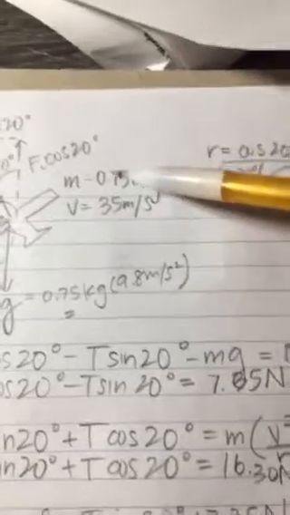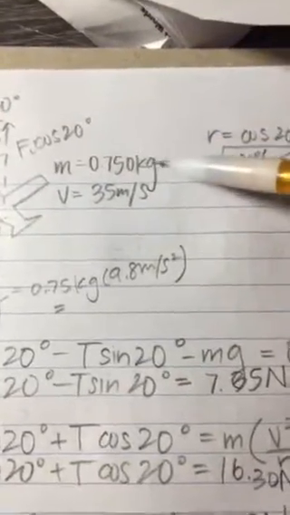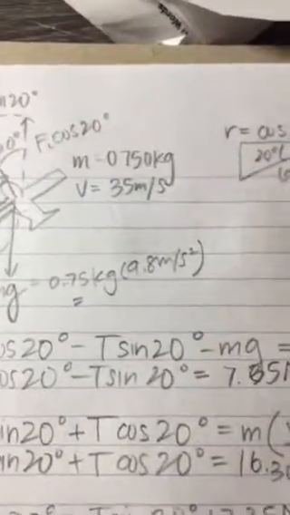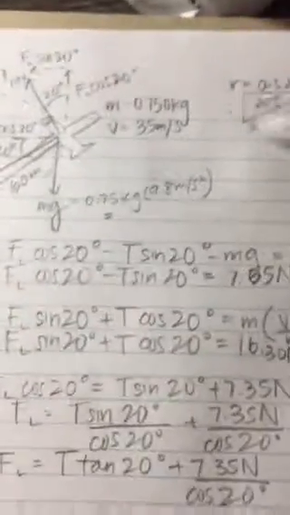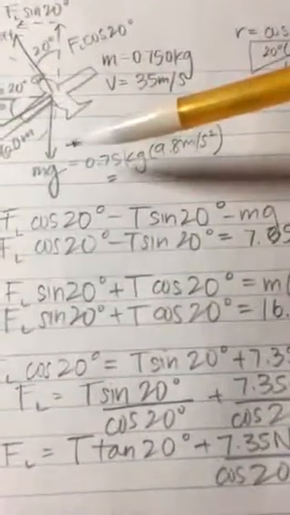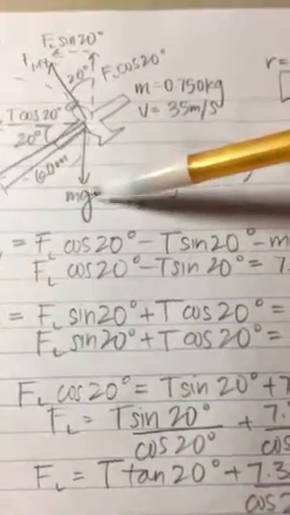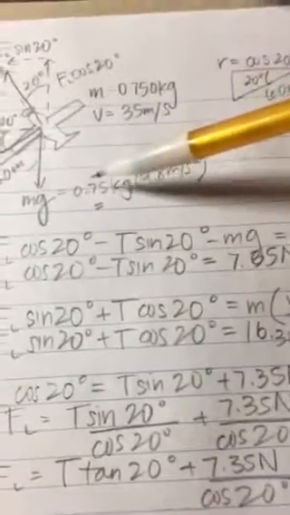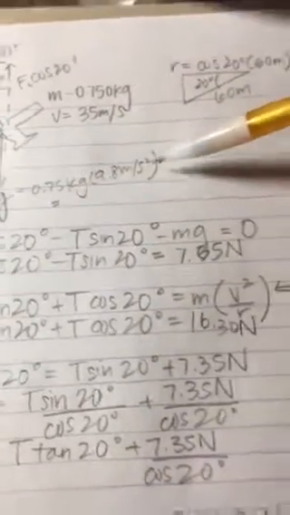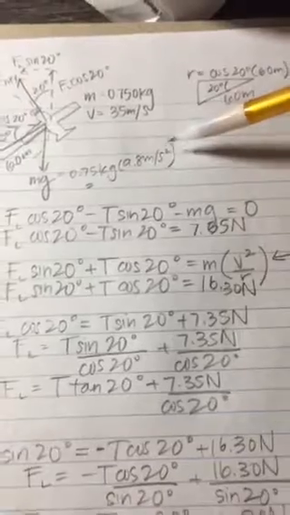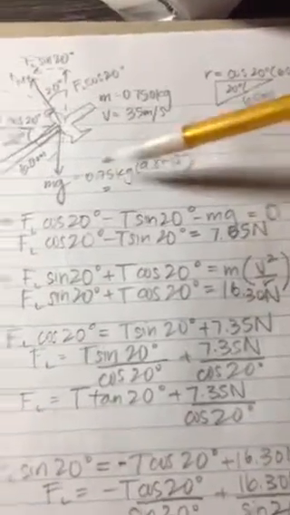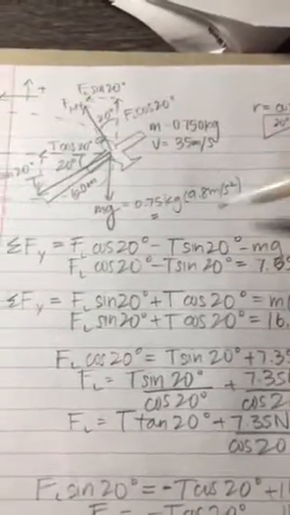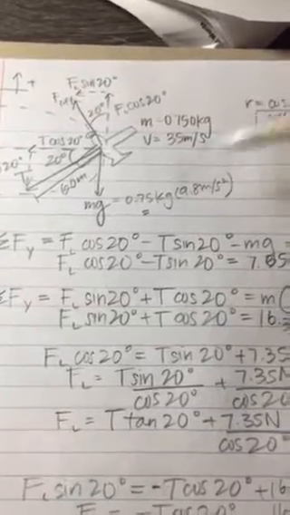Also, they just give you some givens. The mass is 0.75 kilograms, and the speed is 35 meters per second. So the first thing that I did was I just solved out what mg was. So 0.75 kilograms times 9.8 meters per second squared, just to have that so that we can easily plug it into our equation.